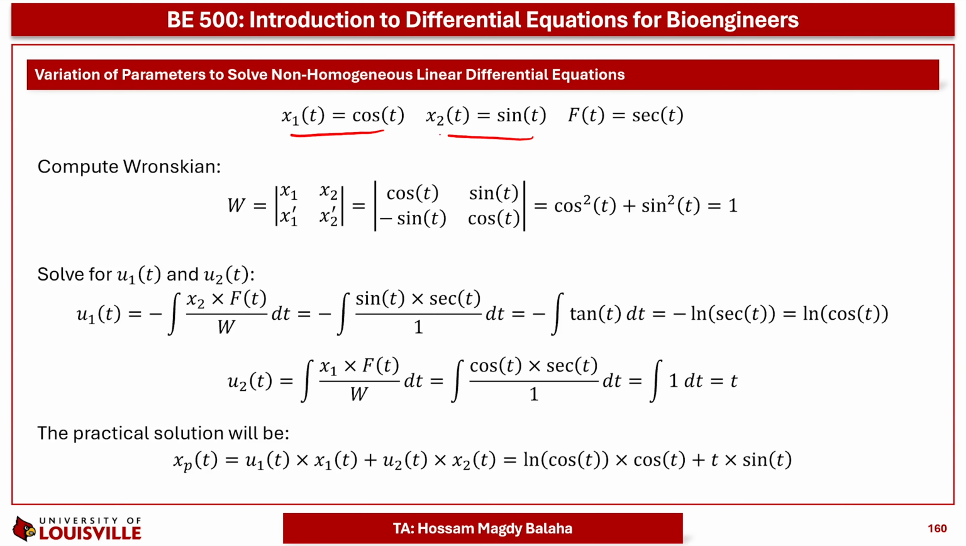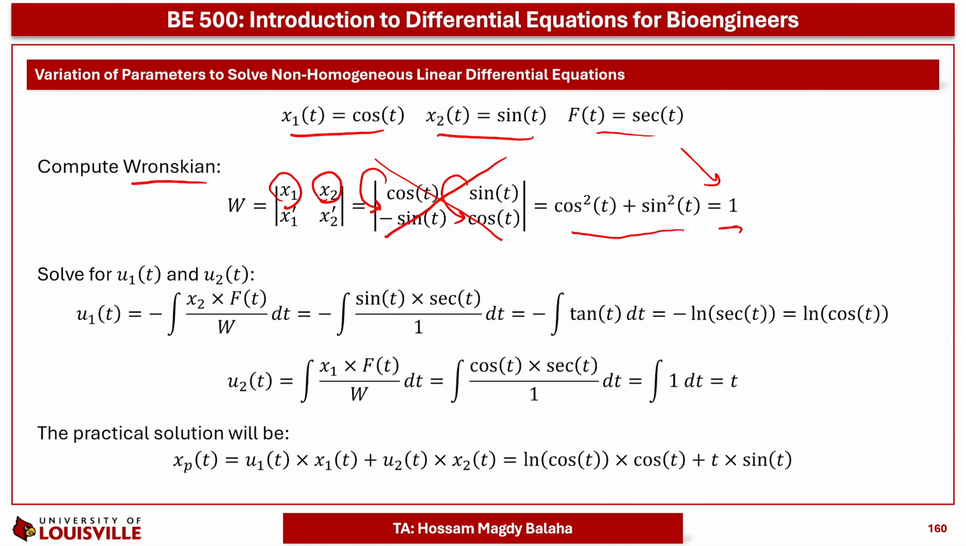Use these solutions, x1 and x2, and also sec of t, which is f of t, to move to the second and third step. Simply compute first the Wronskian matrix and the determinant of it, as we mentioned. Set in the first row the solutions and in the second row their derivatives. So set here cosine, sine, and their derivatives: the derivative of cosine is negative sine and of sine is cosine. Find the determinant: cosine squared minus negative sine squared equals 1, as cosine squared plus sine squared in the trigonometric formulas will be 1. Now we have what we need.